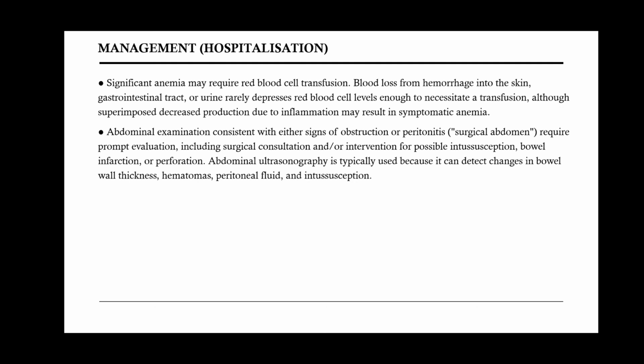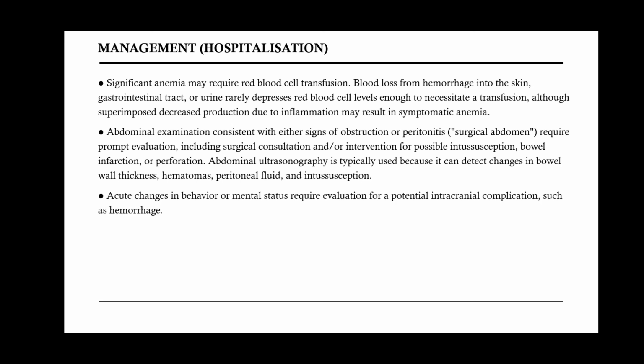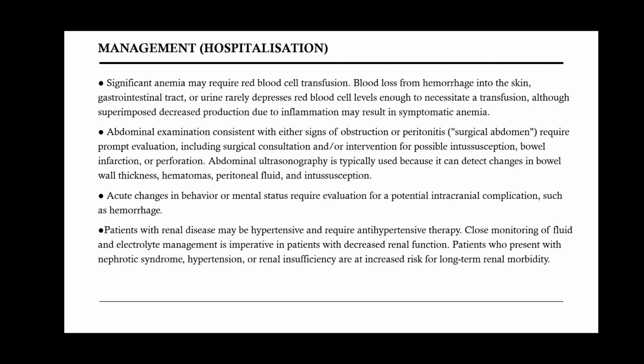Abdominal examination consistent with either signs of obstruction or peritonitis, surgical abdomen, require prompt evaluation including surgical consultation and/or intervention for possible intussusception, bowel infarction, or perforation. Abdominal ultrasonography is typically used because it can detect changes in bowel wall thickness, hematomas, peritoneal fluids, and intussusception. Acute changes in behavior or mental status require evaluation for a potential intracranial complication, such as a hemorrhage.